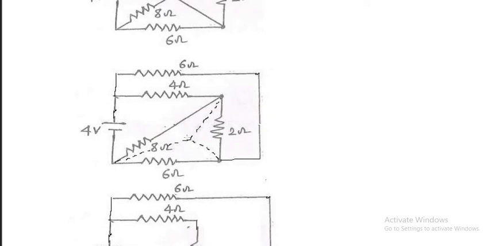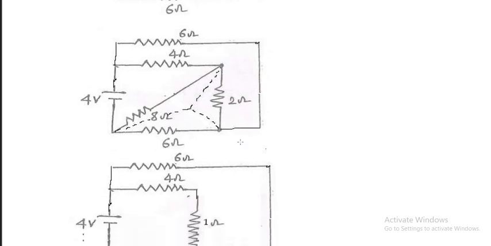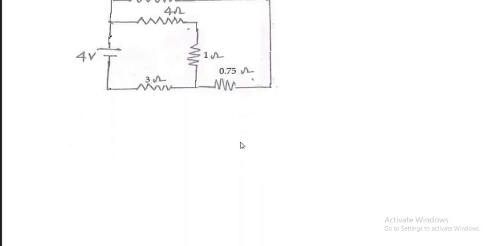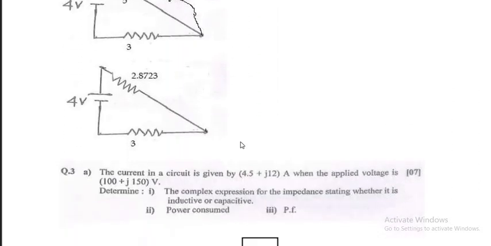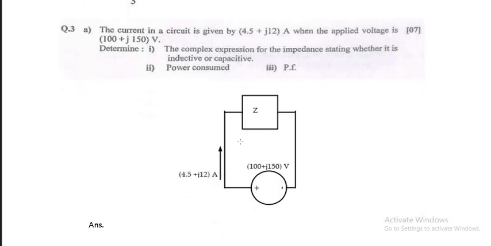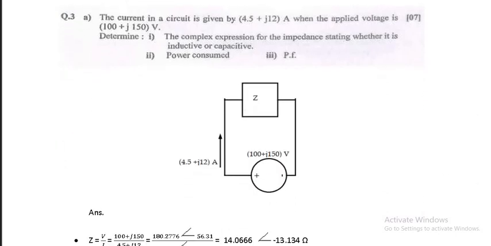So what you will be doing over here is, this is one loop, this is another loop, and this is third loop. You have to have 3 loops and 3 equations, and you have to solve it. So don't have to solve like this. Getting my point? Okay, the next one is the current in a circuit is given by 4.5 plus J12.